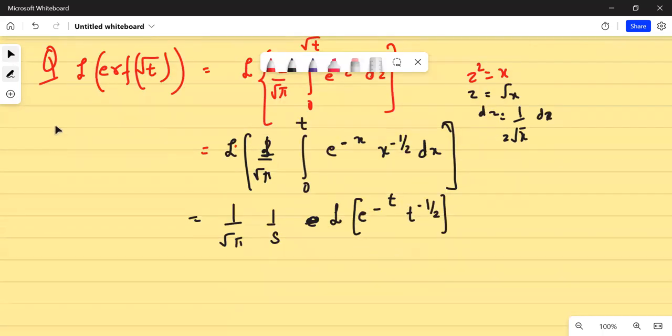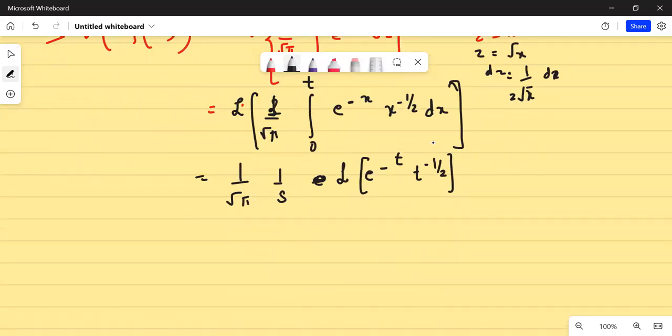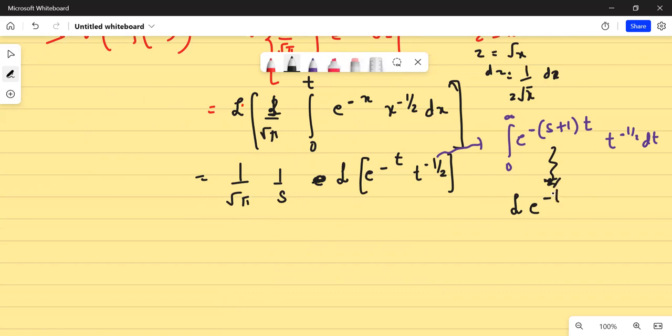And what would it be? Here I'm writing what I've written here. So it is equal to integral from 0 to infinity e to the power minus st, so this is minus (s plus 1) t, t to the power minus half dt. What is it equal to? This is nothing but the Laplace transform of t to the power minus half, such that your s is replaced by s plus 1. So all you need to do is find this Laplace transform and then replace.